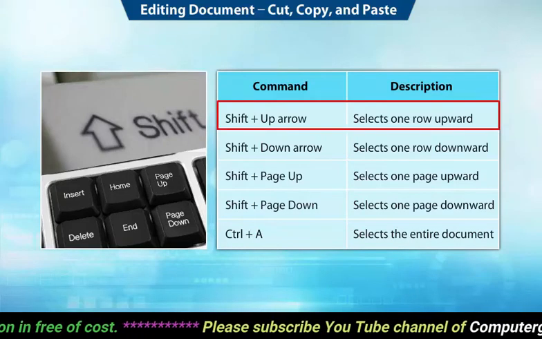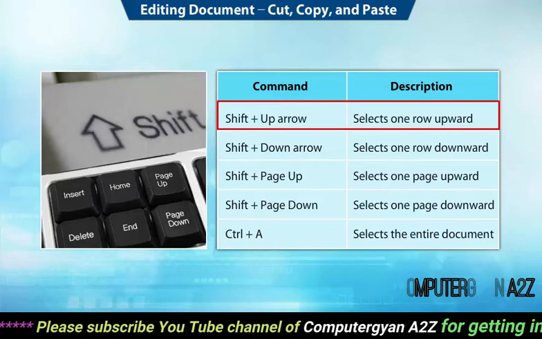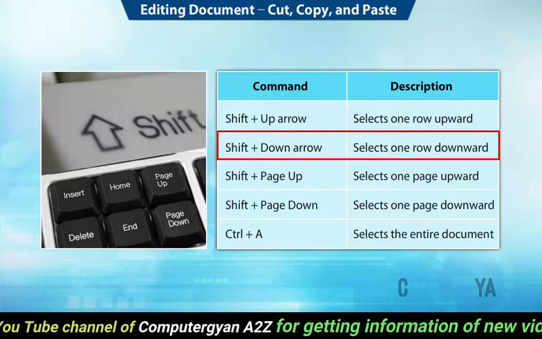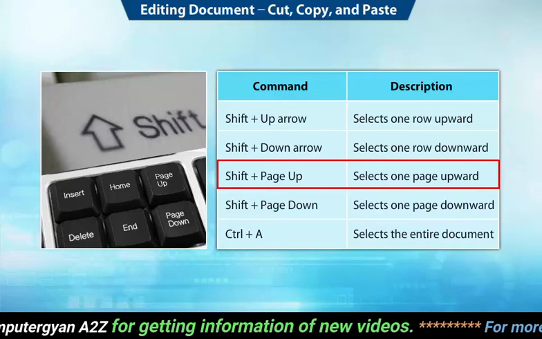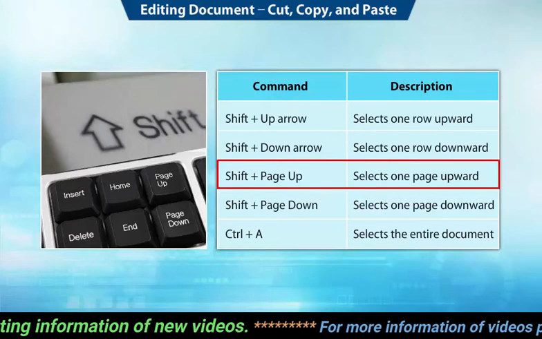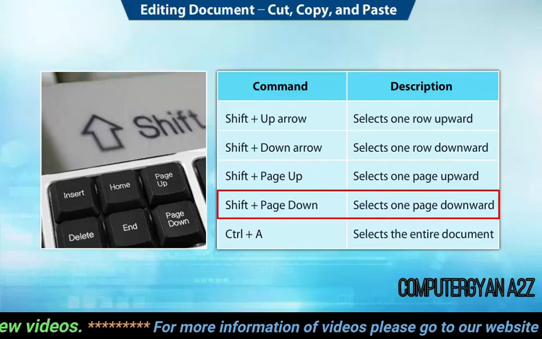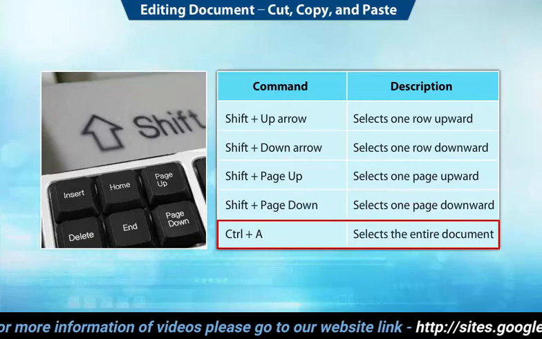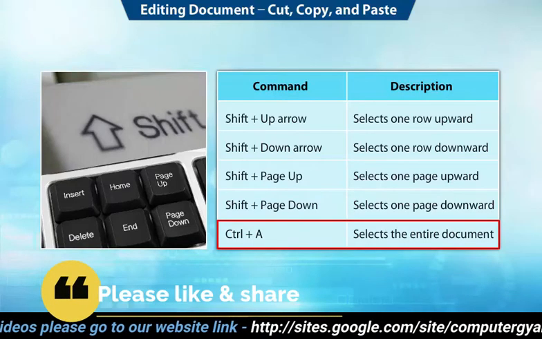Shift with up arrow key is used to select one row upward. Shift with down arrow key is used to select one row downward. Shift with page up key is used to select one page upward. Shift with page down key is used to select one page downward. To select the entire document, press the Ctrl key and the A key together.